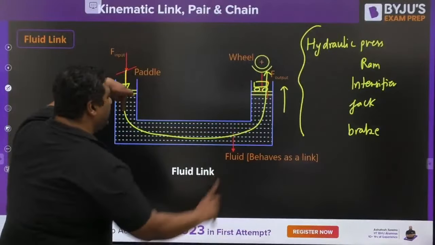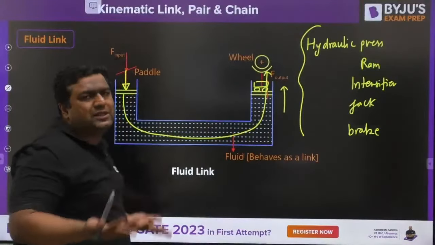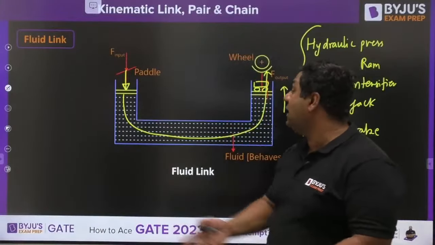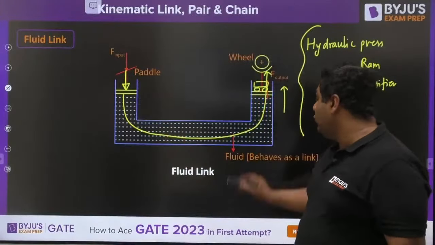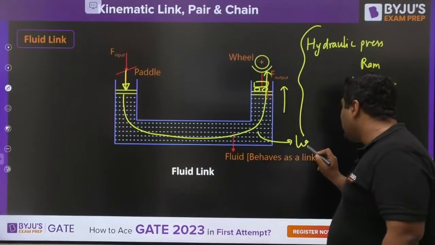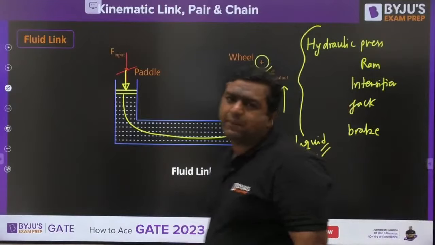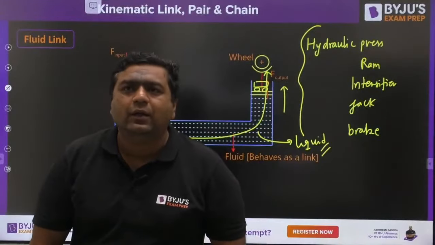So this is input, this is output. Where motion is there, it is a mechanism, you can say. Motion is going to be transferred with the help of this fluid. This fluid is a liquid. With gas, it may not be possible, because gases are compressible, you know that.